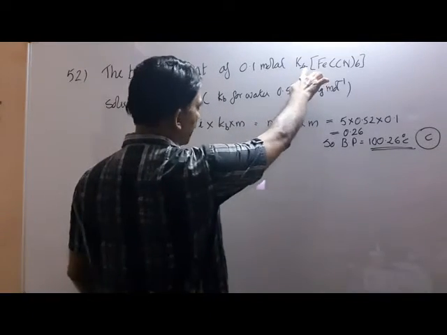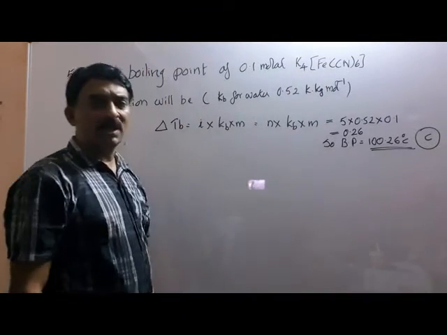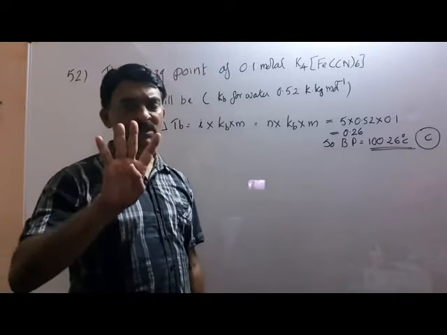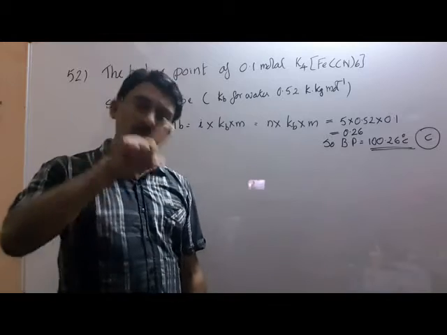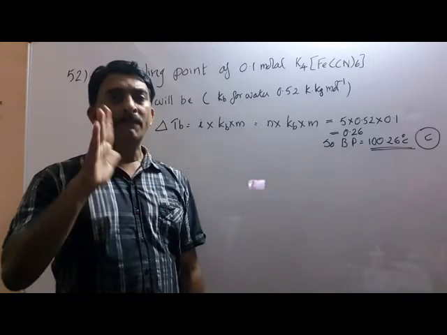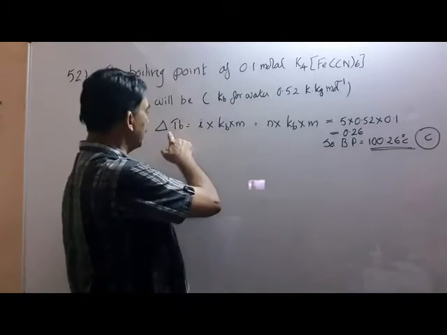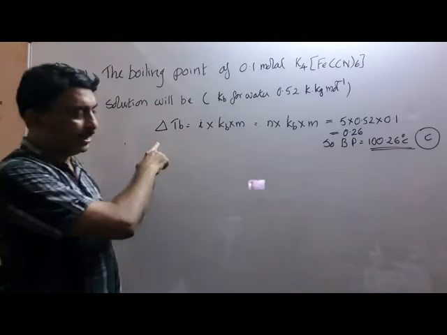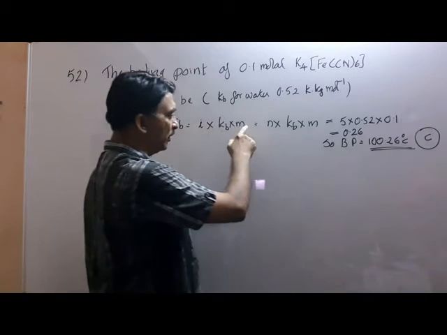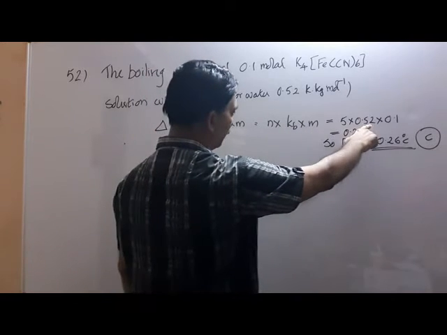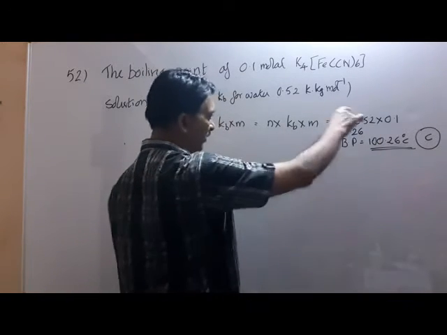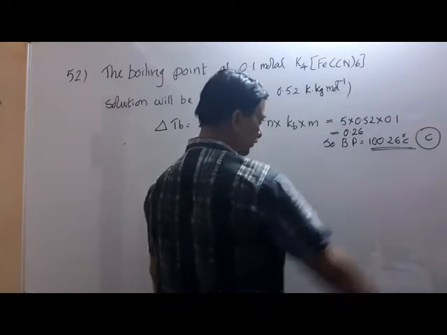Look at the structure K4Fe(CN)6. Evidently, it will ionize into 5 ions, 4 K plus ions and 1 ferrocyanide ion. So i is equal to n, being a strong electrolyte, must be 5. So elevation in boiling point delta Tb is equal to i into Kb into m is equal to n into Kb into m is equal to 5 into 0.52, the Kb value, and molality is 0.1.